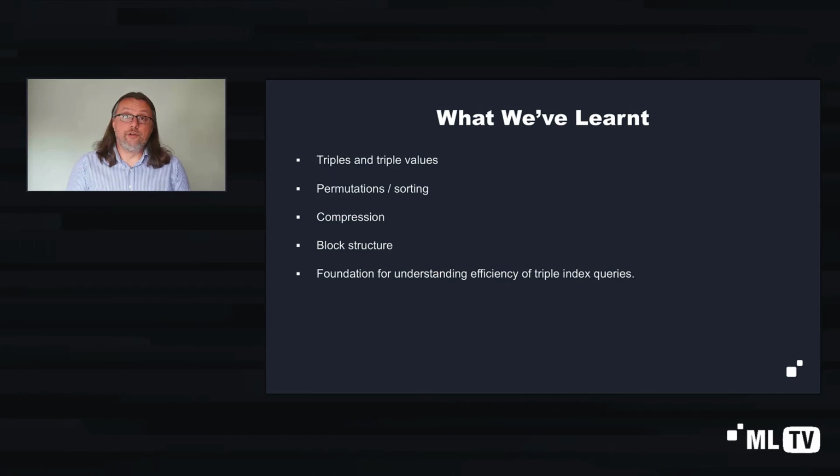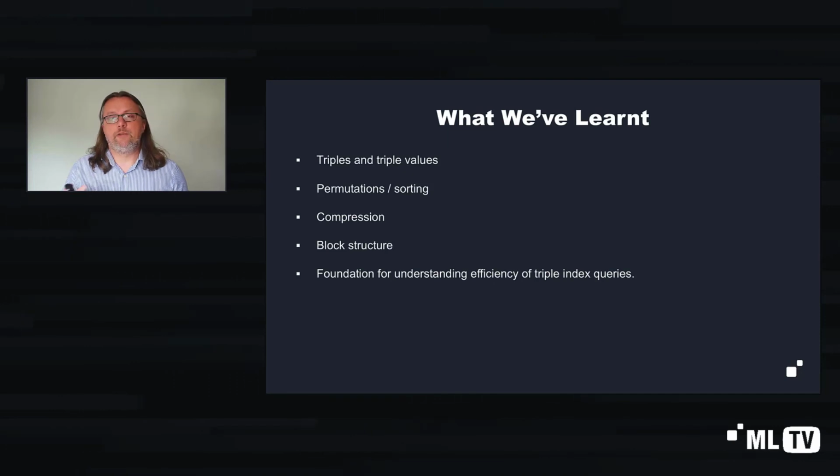So in conclusion, what we've learned today is that there are both triples and triple values, and hopefully you have a better understanding of what those do. We've learned about the triple index permutations and the way that they affect the sort orders and the access to data in the triple index. We've looked at various ways that the triple index is compressed and the fact that it has a block structure. These are all foundations for understanding the efficiency of triple index queries.